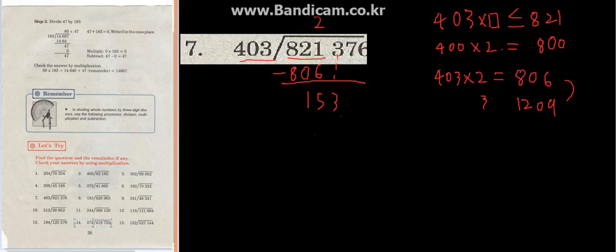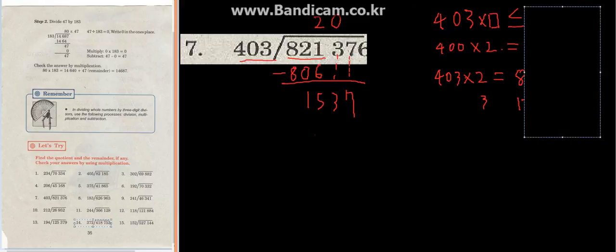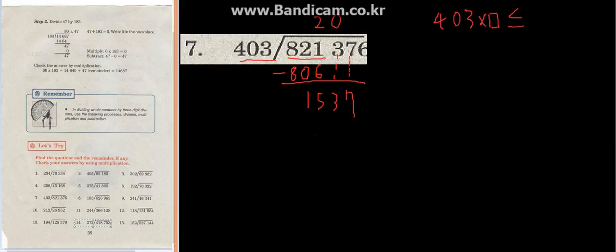And 155 is smaller than 403, so we write down 0. Then we put down 7. Now we have 403 and 1537. So let's calculate. We write down 1537, and 1537 is quite close to 1600. And 400 multiplied by 4 is 1600. So let's put a 4 here.